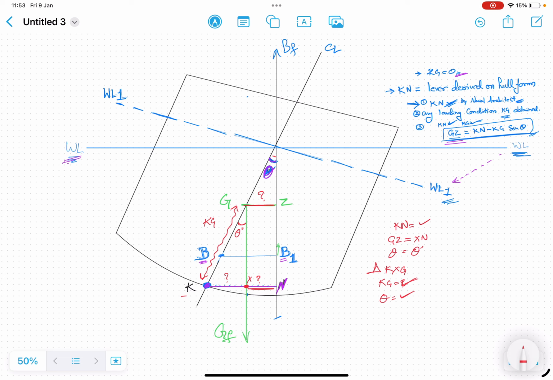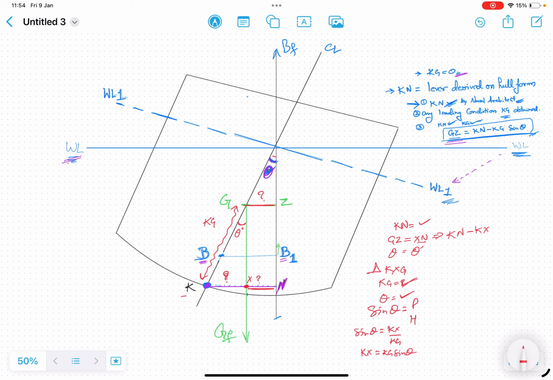To find out XN, if we can take KN, which we already have, and subtract KX, this will give us XN, which is also equal to GZ, right? We need to find this thing. So in the triangle, sine theta equals perpendicular upon hypotenuse. This is the perpendicular KX, which we need to find out. So sine theta equals KX upon KG. KX equals KG sine theta.